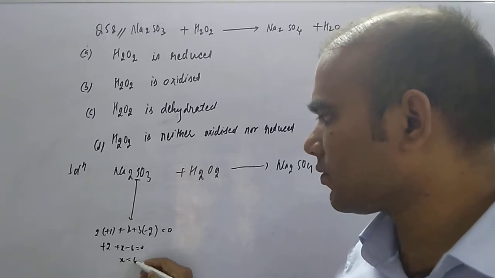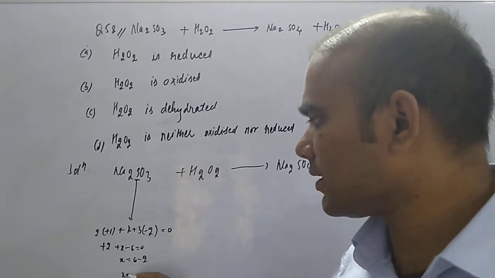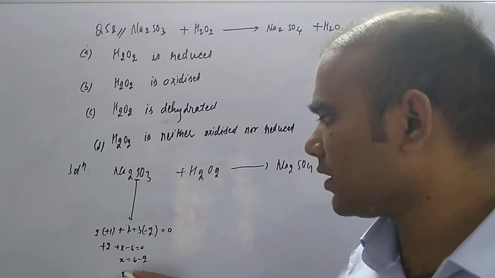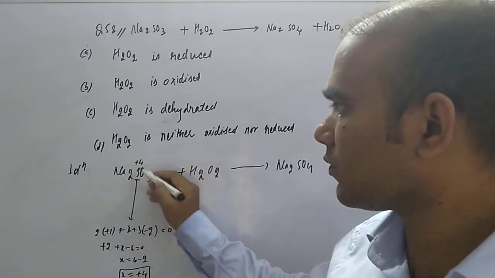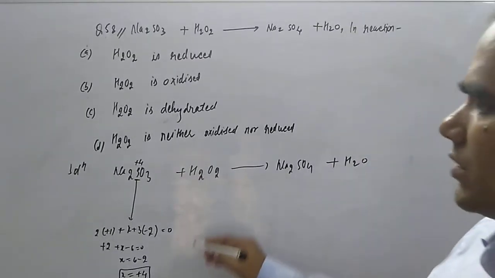So X is equal to 6 minus 2. So X is equal to how much will come, student? Plus 4. X is equal to plus 4. Here is plus 4. Now let us check out the H2O2, student.